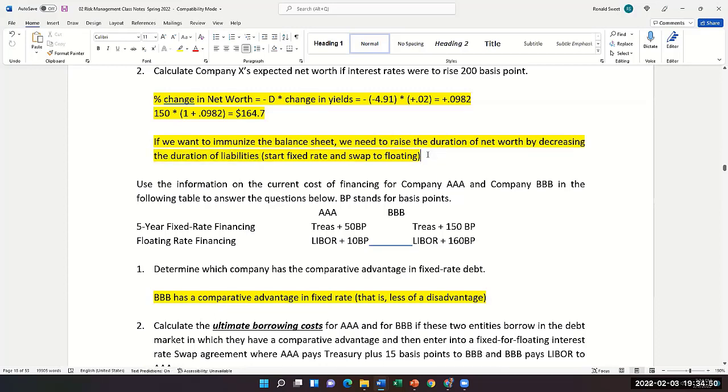assets. But here on the swap, banks, again, I don't know the history of this, banks think of swaps as changing the duration of liabilities. Pensions think of swaps as changing the duration of assets. We'll see pensions next week. I'm going to show you some examples of that.